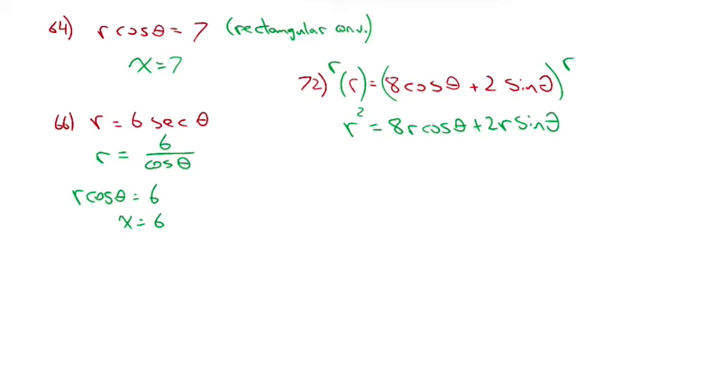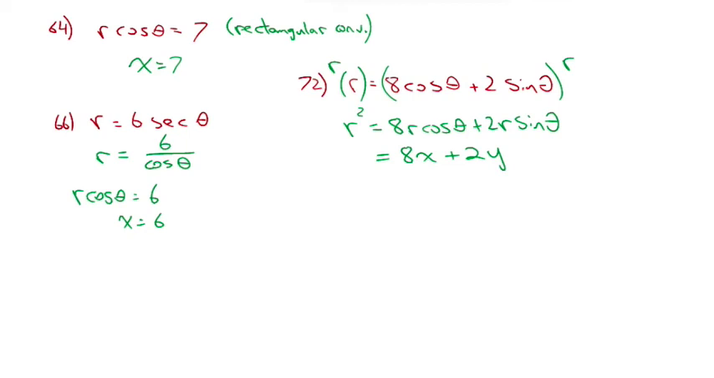Now what? Why did I want R cosine theta? Because you can solve for the x or y value easily. What's R cosine theta equal to? X. So I can take R cosine theta and replace it with x, and R sine theta and replace it with y. Alright, so this becomes R squared is equal to 8x plus 2y. Once I change this side into x's and y's, I do not want to write R squared on the other side. You can write c squared.